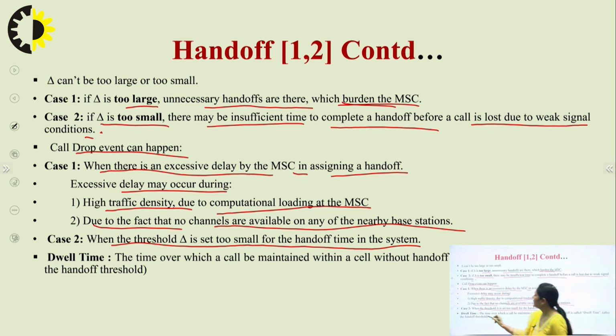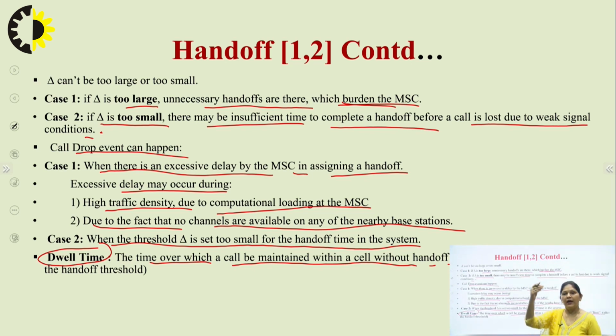Now, another term that is used in mobile system in handoff strategy is dwell time. What do we mean by this dwell time? That time over which a call can be maintained within a cell without handoff is called dwell time. After the handoff threshold, the signal has gone below the threshold, but even then the call is within a particular base station. That particular time is called the dwell time for a particular base station.